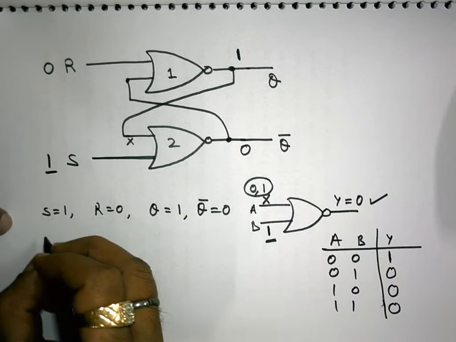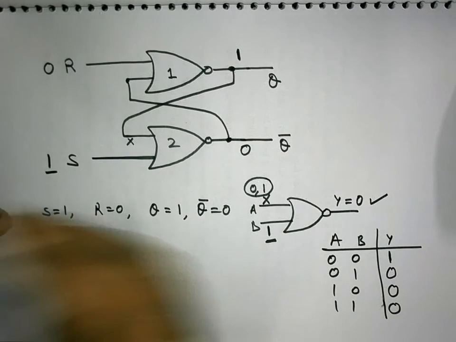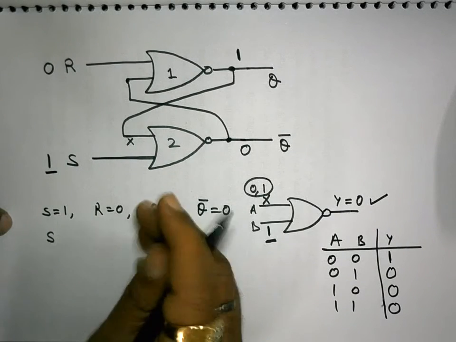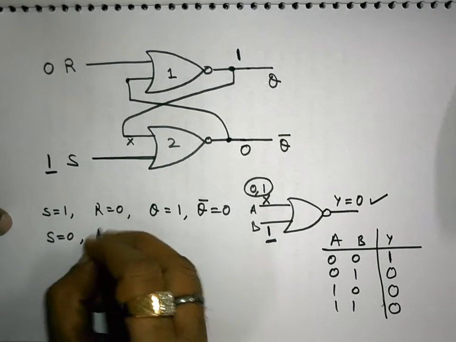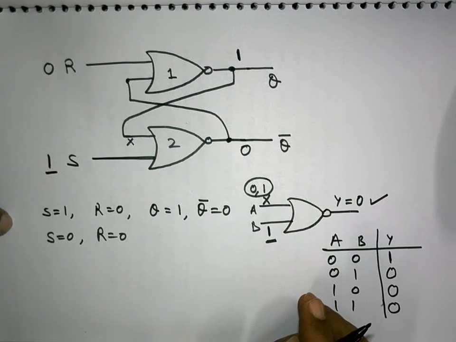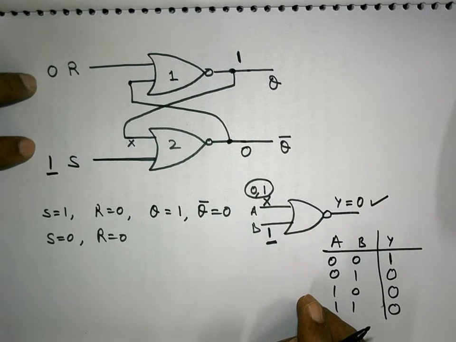Now, suppose after this we withdraw our input, and withdrawing our input means we are simply putting S equal to 0 and R equal to 0. We are simply withdrawing our applied input, means 0 1 which has been applied has been withdrawn, and what we are applying? We are applying nothing. Nothing means 0 0. So, what will happen?